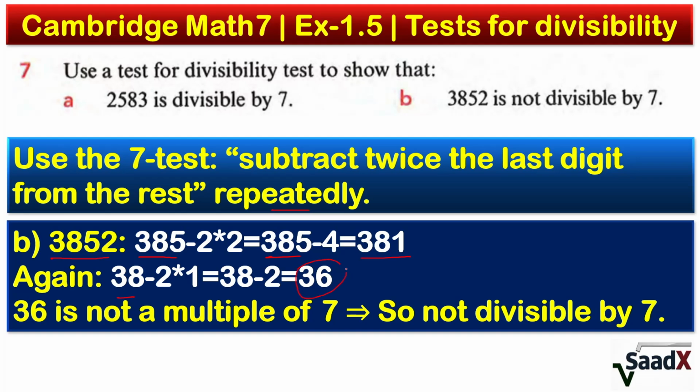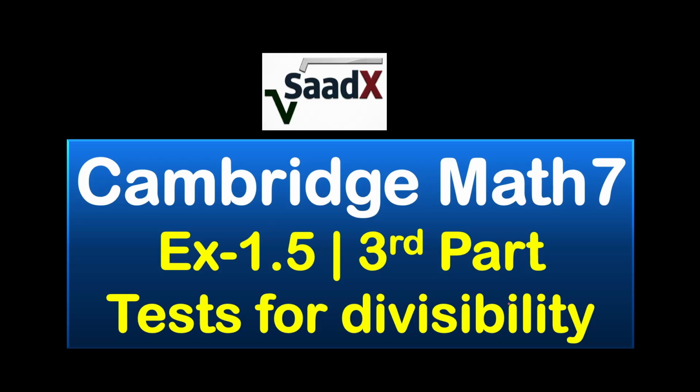But this 36 is not a multiple of 7 because 7 times 3 is 21, 7 times 4 is 28, 7 times 5 is 35, and 7 times 6 is 42. So 36 is not a multiple of 7. So it's not divisible by 7. Very simple. No more today.